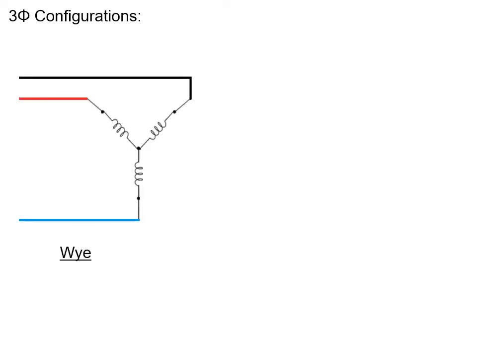There are two main types of configurations that we will be looking at. One is the Y configuration. And again, we call this a Y because it looks like the letter Y.